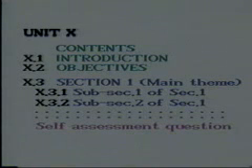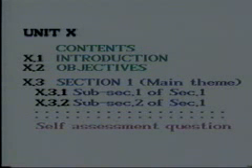On the basis of what we have so far seen, we are now in a position to draw up a model. Unit X, Contents, X1, Introduction, X2, Objectives, X3, Section 1, Main Theme, X3.1, Subsection 1 of Section 1, X3.2, Subsection 2 of Section 1, and so on till the end of the section.